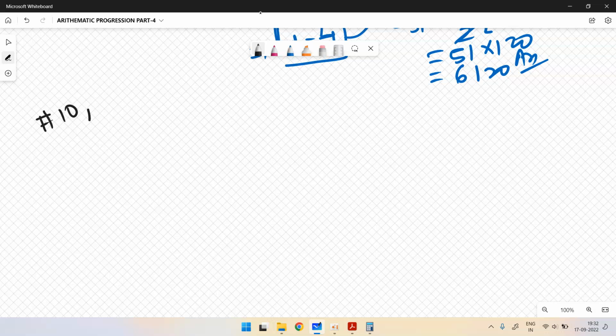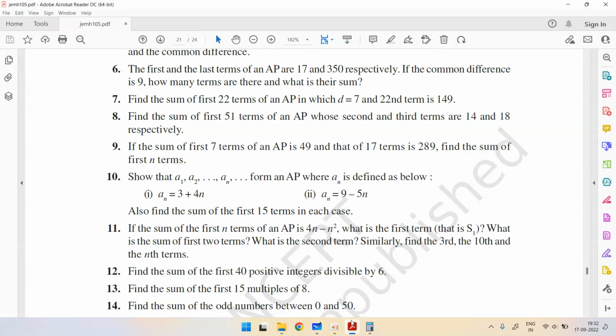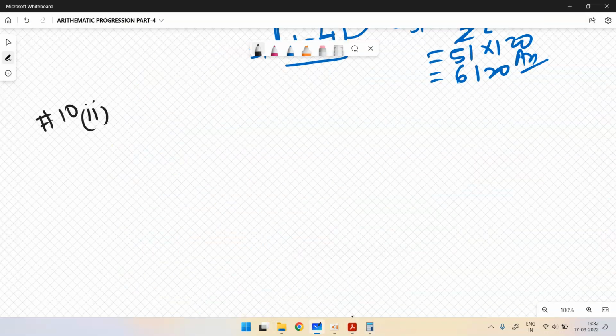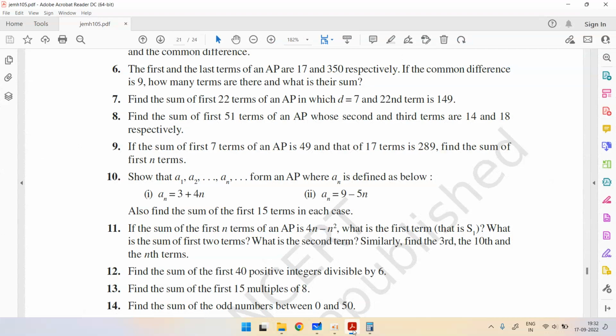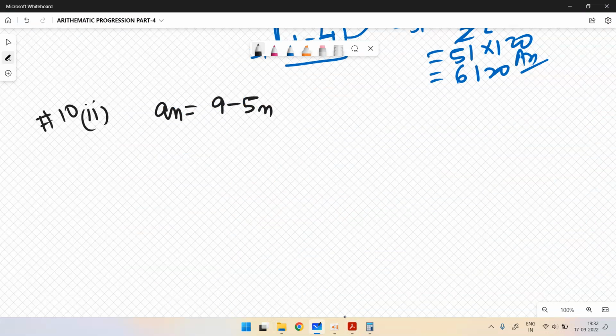First, I have already done an example. The nth term of an AP is given: a n equals 9 minus 5n. What is this saying? We just have to show that this is an AP.